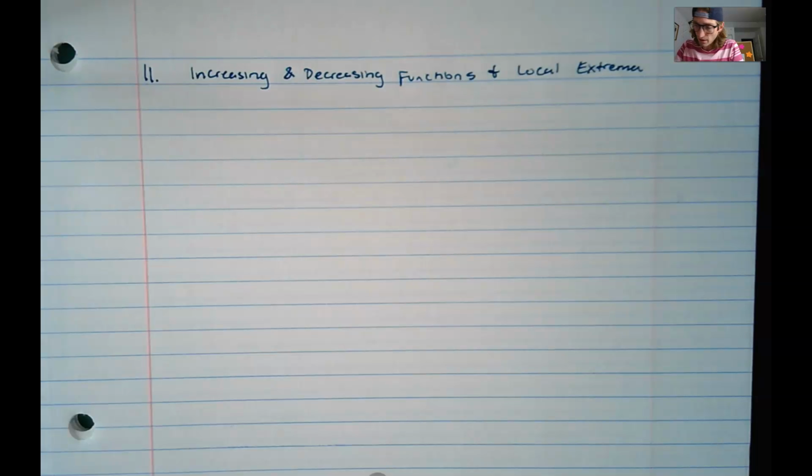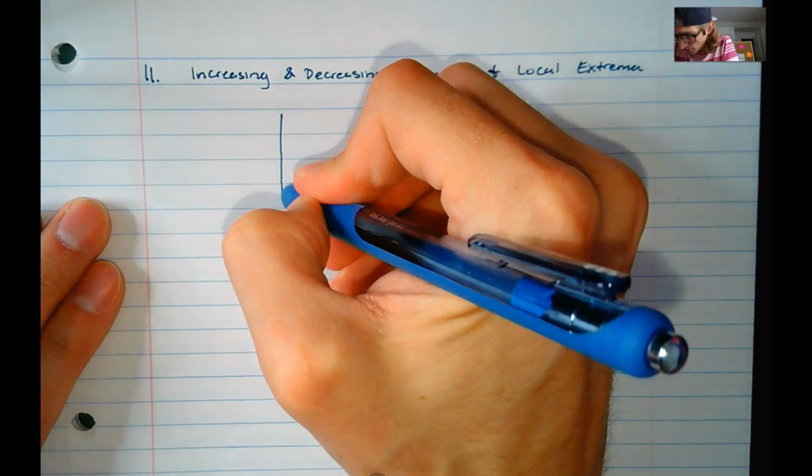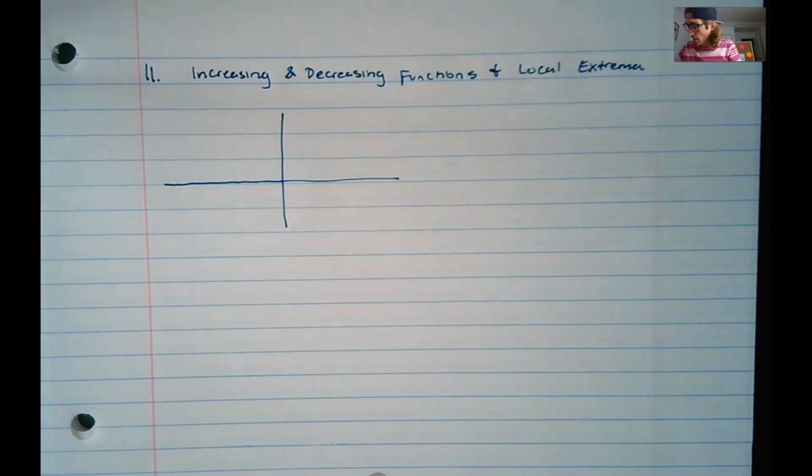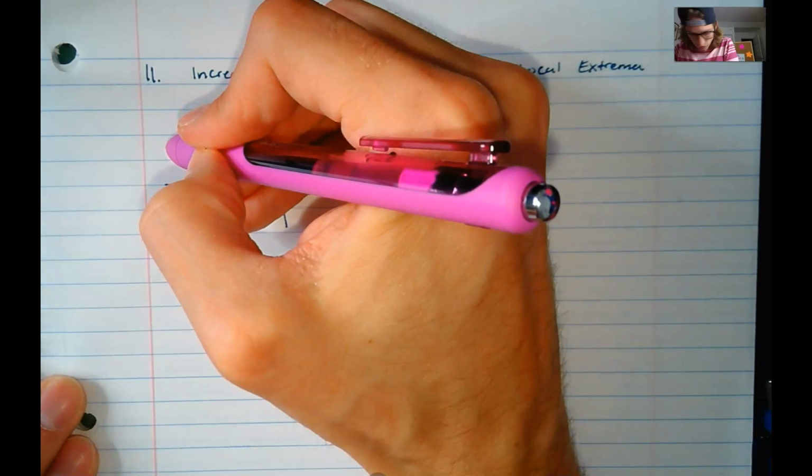So I'm going to draw a quick hand sketch of something that I wouldn't call necessarily a function itself. So let's draw.